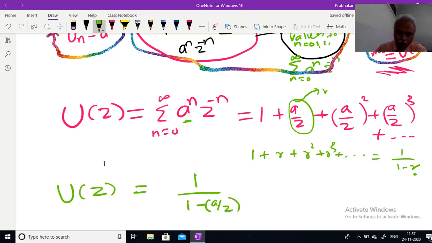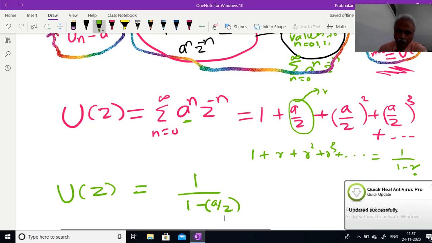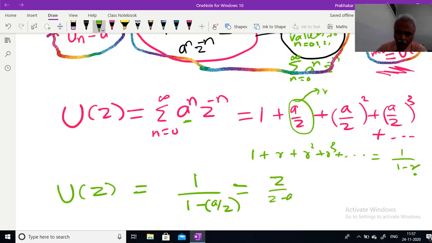So this is a z function. With a little effort of simplification, we get a nice z function in this pattern: z upon z minus a.